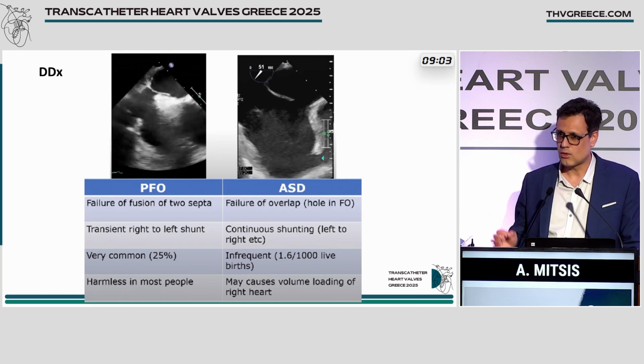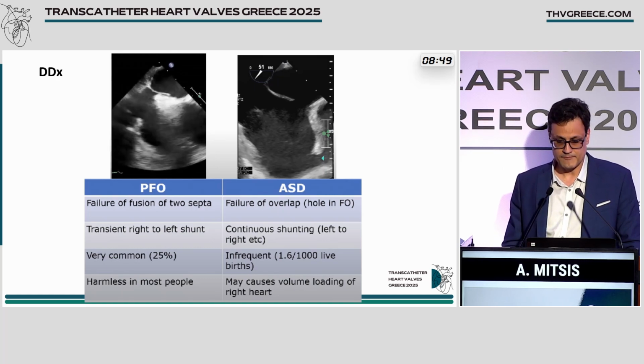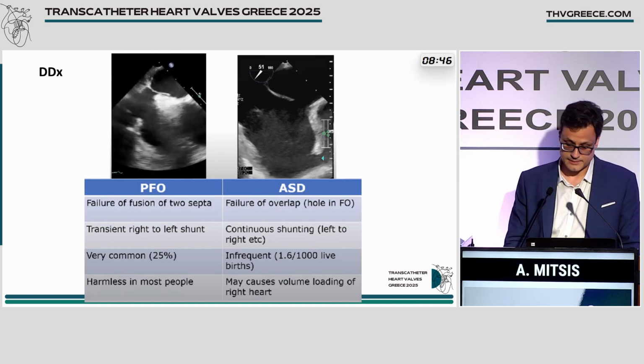In the ASD, we have a hole, we have a defect, and of course, this is more infrequent, but it can create a continuous shunting between the left and the right atrium, and at the end of the day, volume overload of the right heart.